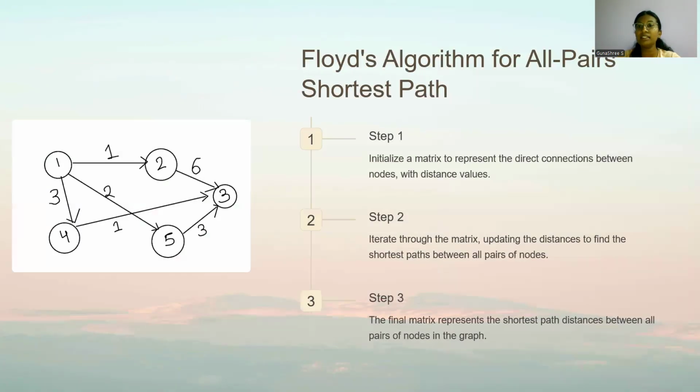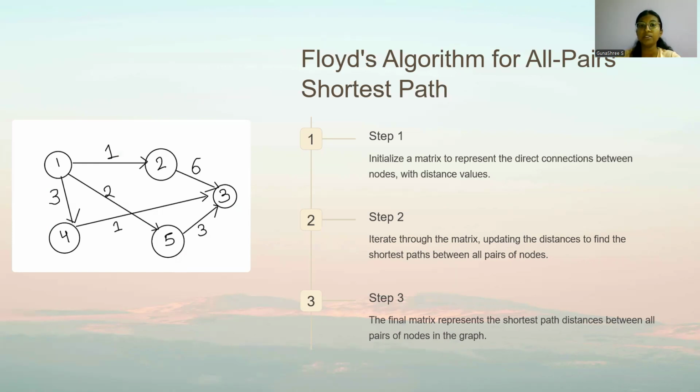Moving on to Floyd's algorithm for all pairs shortest path. How this is followed: the first step is to initialize the matrix that will represent the direct connections between the nodes with the distance values. The next step is to iterate through the matrix, updating the distances to find the shortest path between all the pairs of nodes. Step 3 is the final matrix, which will represent the shortest path distance between all the pairs of nodes in the graph.